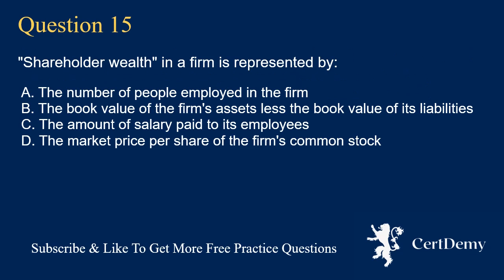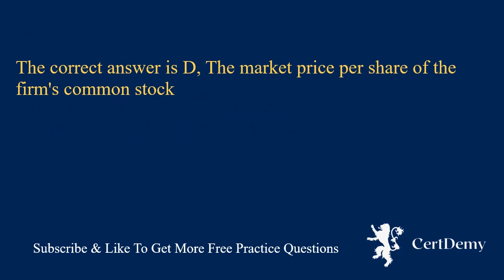Question 15. Shareholder wealth in a firm is represented by A. The number of people employed in the firm. B. The book value of the firm's assets less the book value of its liabilities. C. The amount of salary paid to its employees. D. The market price per share of the firm's common stock. The correct answer is D. The market price per share of the firm's common stock.